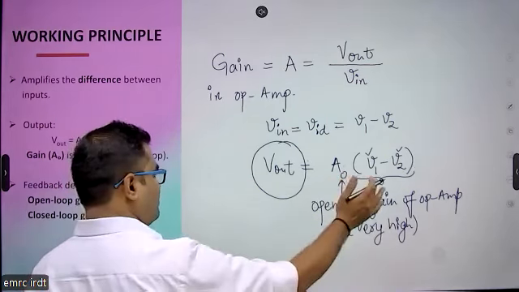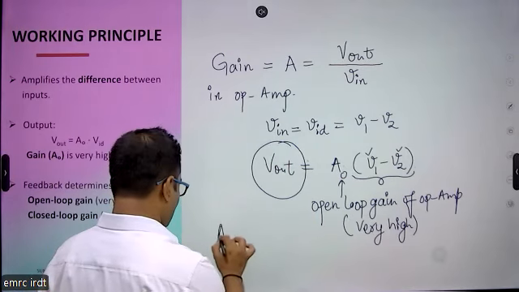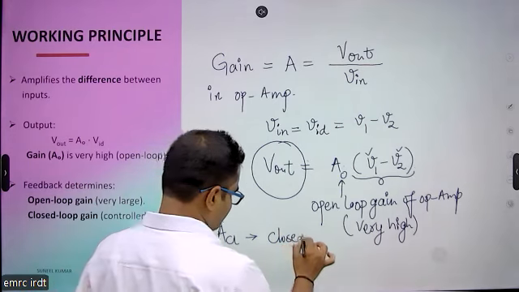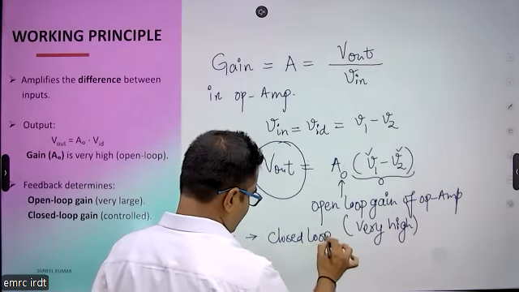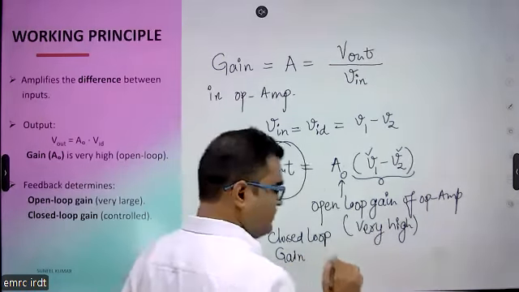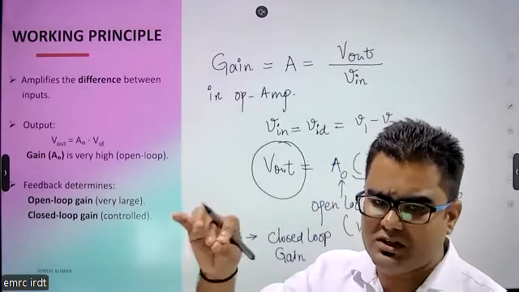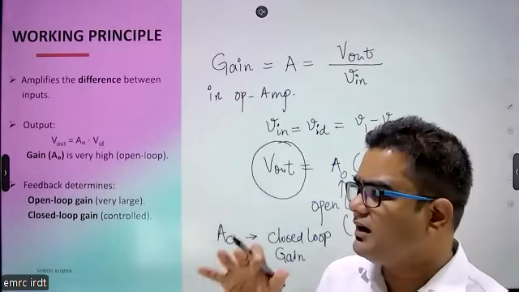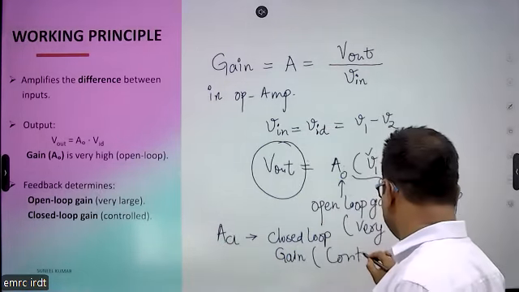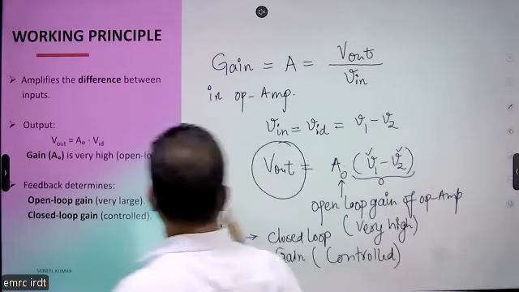Similarly, if your output is connected with the input terminals, then we also have the closed loop gain, ACL. We can call it the closed loop gain. And we remember, if we have feedback, meaning the output is connected to the inverting terminal of the operational amplifier, then we will get a controlled gain. This is a kind of controlled gain, having a controlled value.